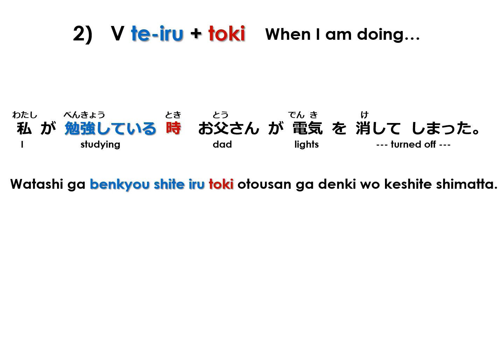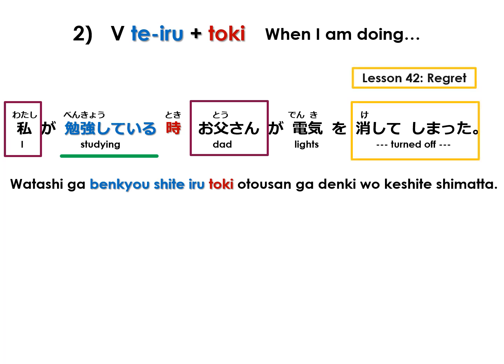The sentence, 私が勉強している時、お父さんが電気を消してしまった。Our V1 is 勉強している, and we have 私 as a subject in the subordinate clause. And お父さん is a subject in the main clause. Our V2 or main verb is 消してしまった, which expresses regret, a conjugation that we learned in lesson 42.